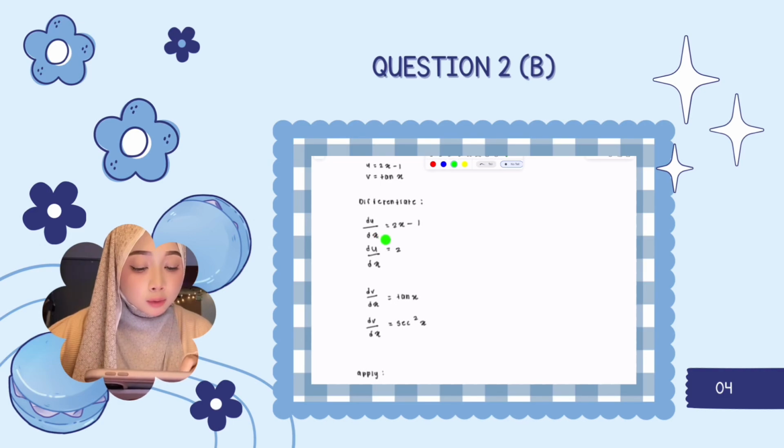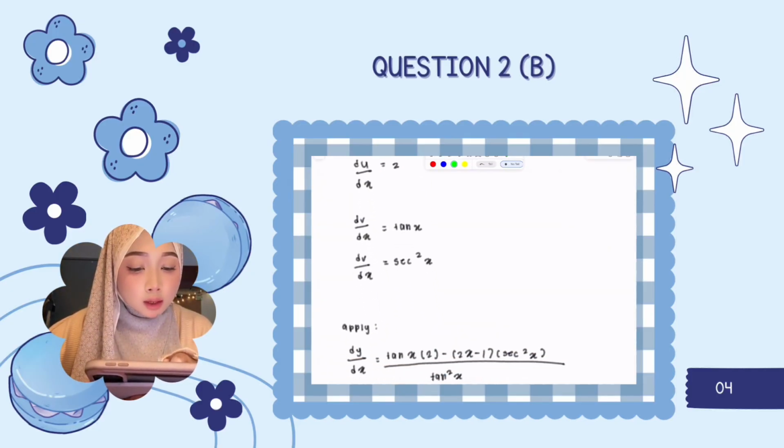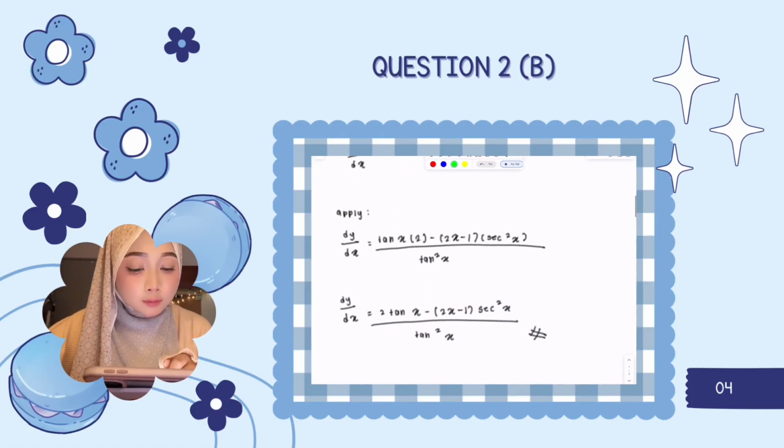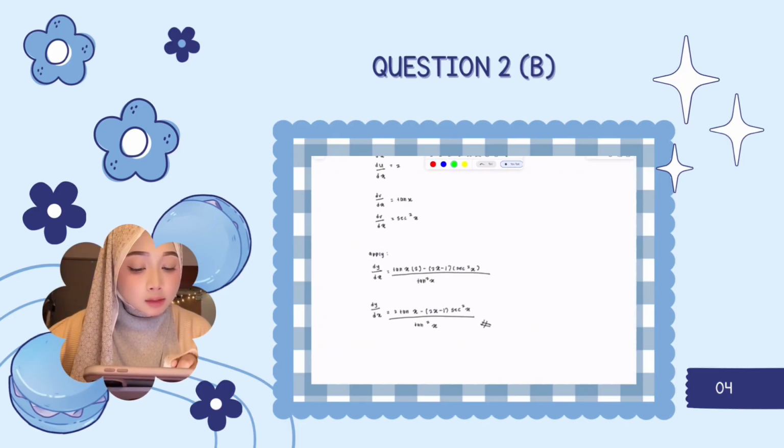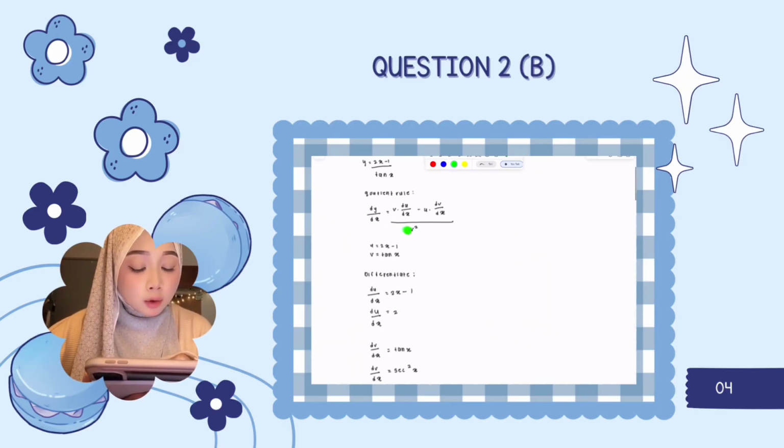Then we have to differentiate both parts. If we differentiate u, which is 2x minus 1, we will get 2. And dv over dx, if we differentiate v, which is tan x, we will get sec to the power of 2 x.